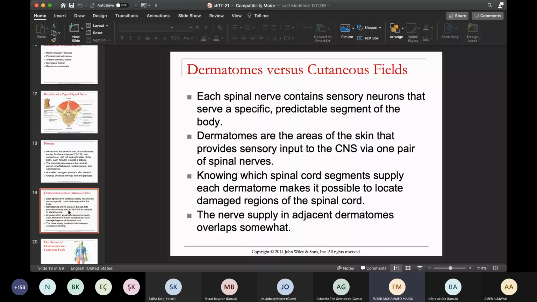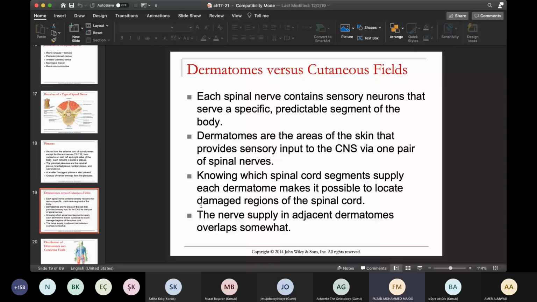The somatic motor neurons carry the impulses out of the spinal cord and to the skeletal muscles. Each spinal nerve contains the sensory neurons that serve specific segments of the body. The trigeminal nerve, for example, serves most of the skin of your scalp as well as your face.